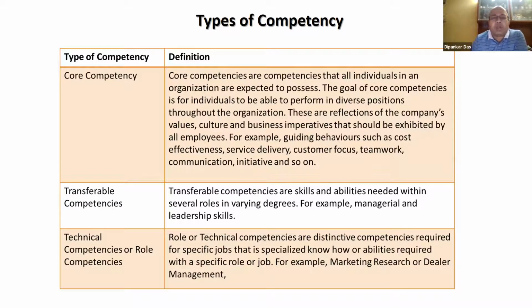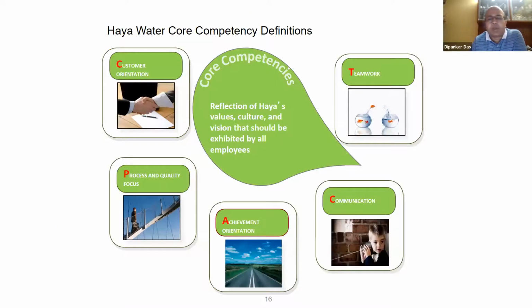Okay, so here is an example from a company. Now let's say they have these core competencies. So their core competencies are customer orientation. Every employee should be oriented towards customer. This is a company not in India, from outside, but I'm just sharing the example. Then process and quality focused. Every employee should be focused on quality and process. Then achievement orientation. They should be oriented towards achieving.